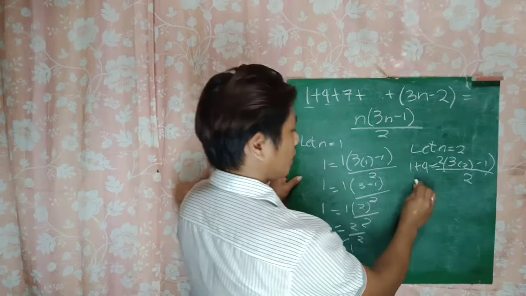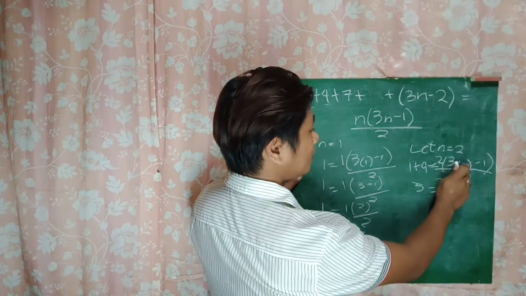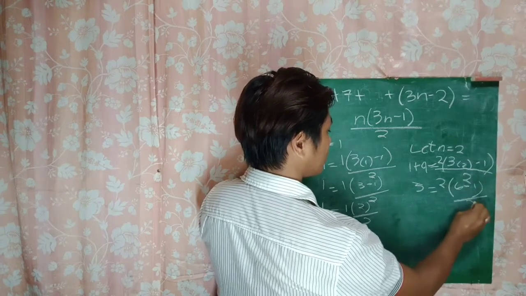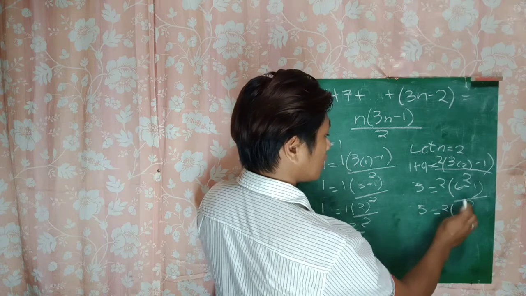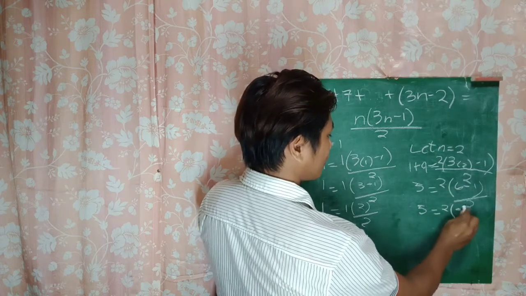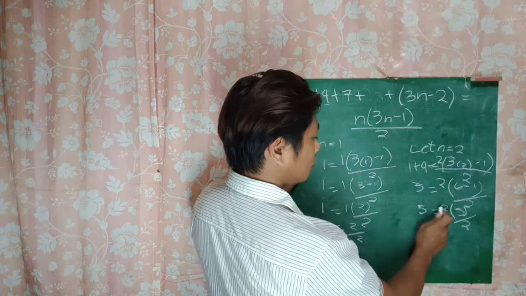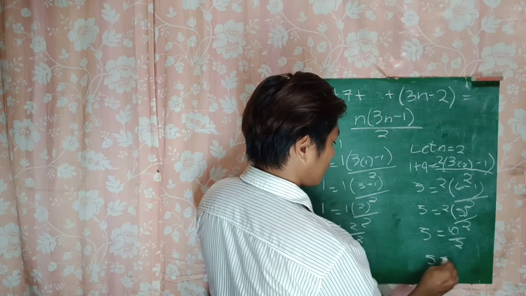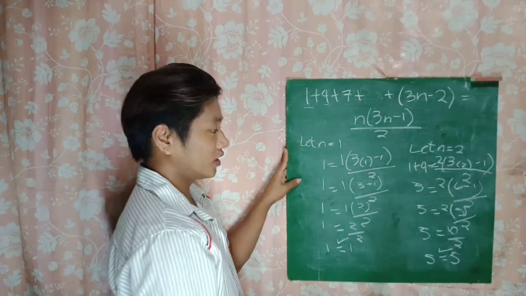So 1 plus 4, we have 5, equals, copy the value of 2: 3 times 2, 6. Copy the minus 1, divide by 2. So 5 equals 2 times 5, we have 10 over 2. So 5 equals 5 is true. So by letting n equal 2, it is true.